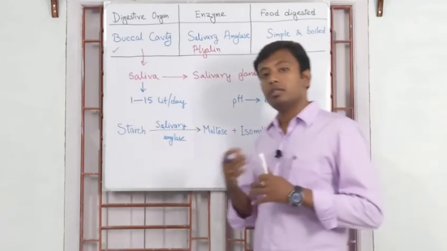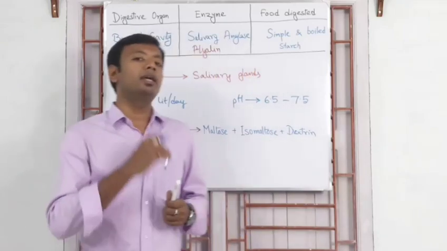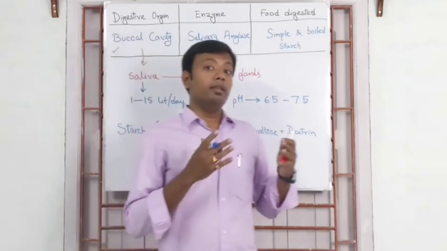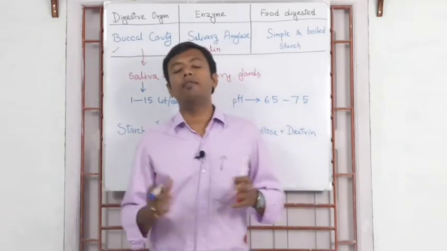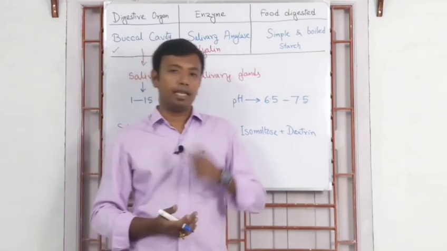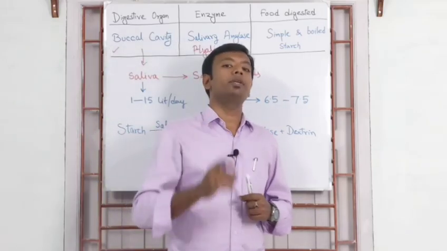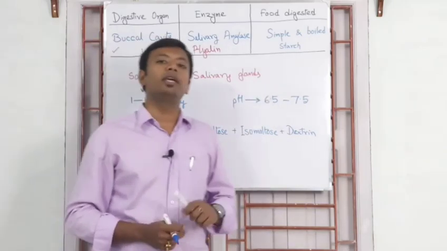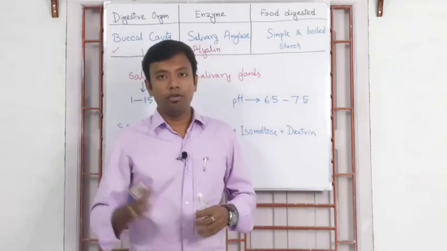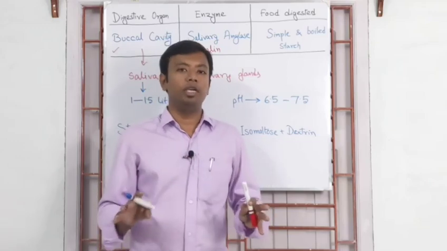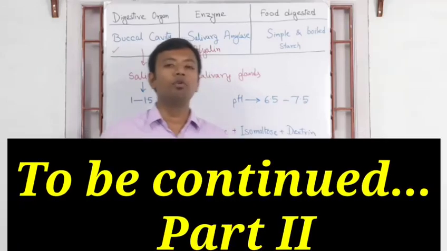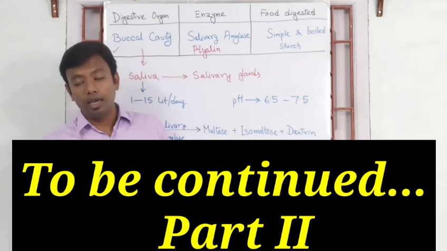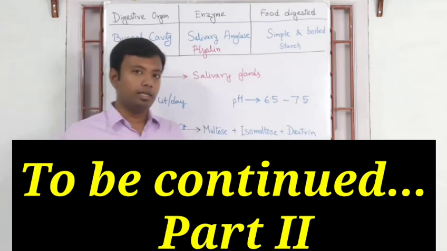But the scenario was quite different in our earlier childhood period, when our pancreas is not ready enough to produce pancreatic lipase. At that time, salivary lipase is found to be secreted from these different salivary glands. But later on, the salivary lipase stops being secreted. Now we will move to our next digestive organ, that is stomach.